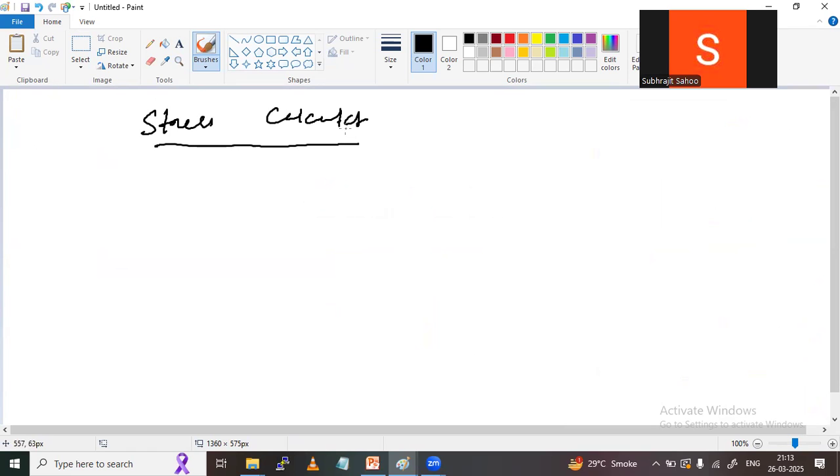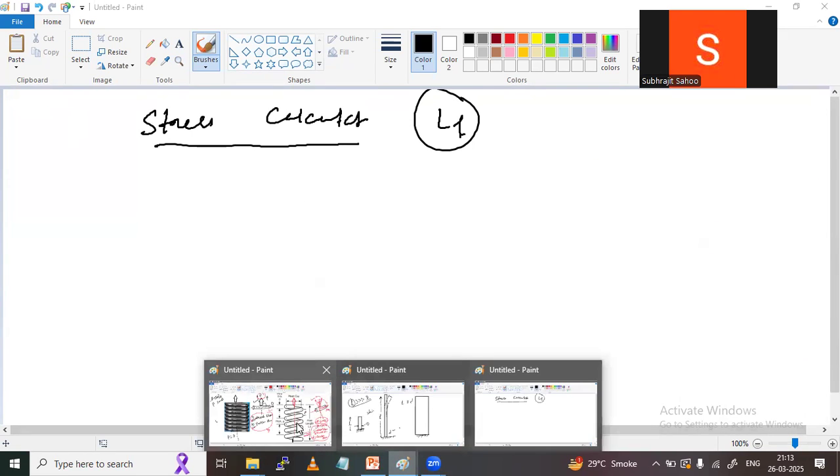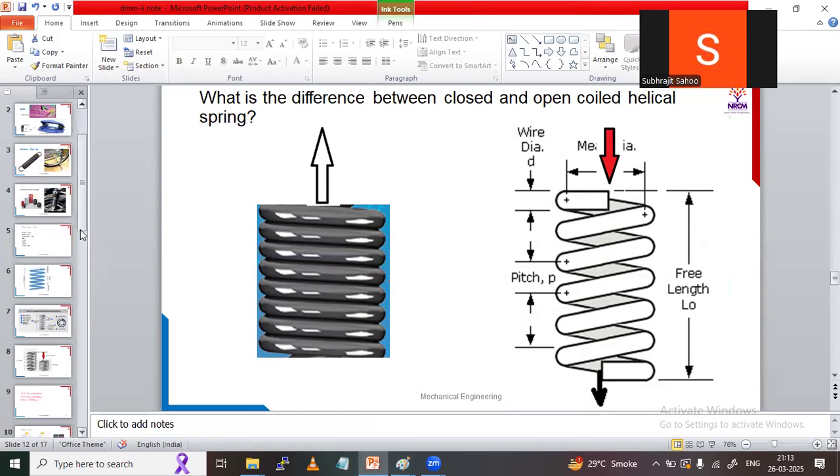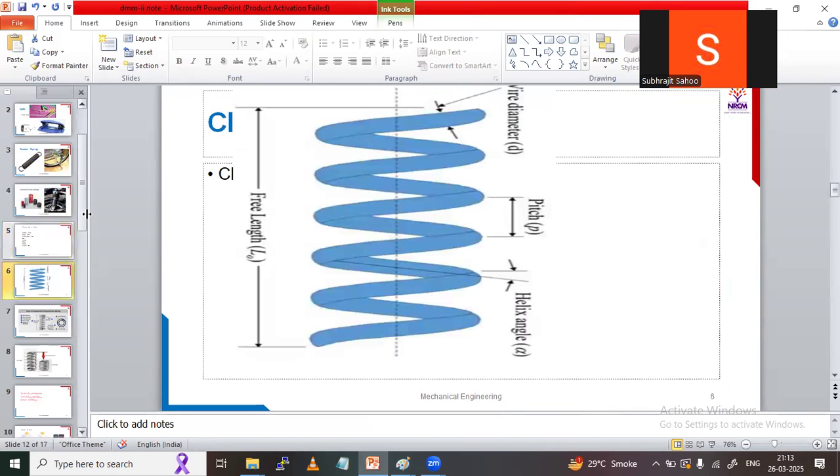Already you have discussed how we derive the free length, the calculation of the free length. Now stress calculations. I will take a closed coil helical spring. I will neglect the bending effect. I'll take the closed coil helical spring. Let's observe carefully.